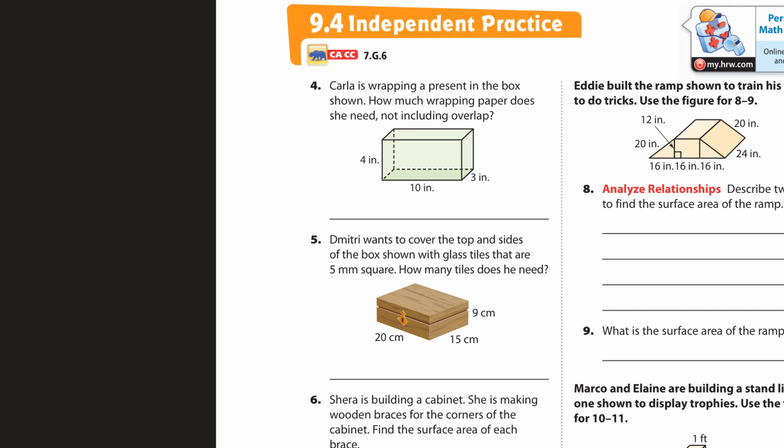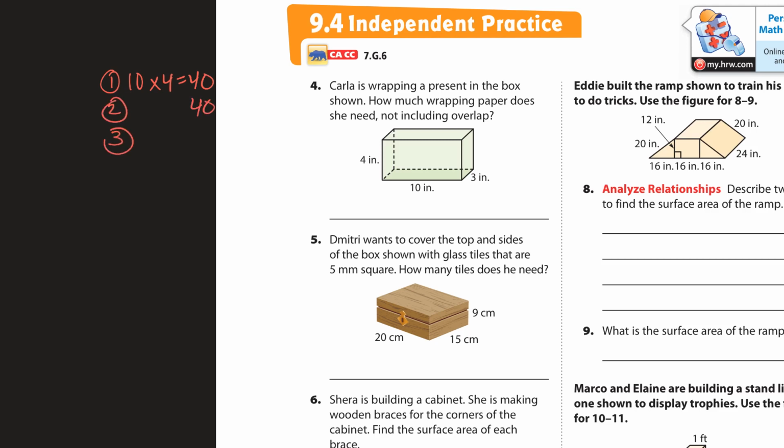So I will count. Surface number 1, I'll call it the front right here. So the front, what is that? That's 10 times 4. So number 1 will be 10 times 4, which is 40. There's 2 of these though. There's the front and the back. So number 2 will be the same, 40.